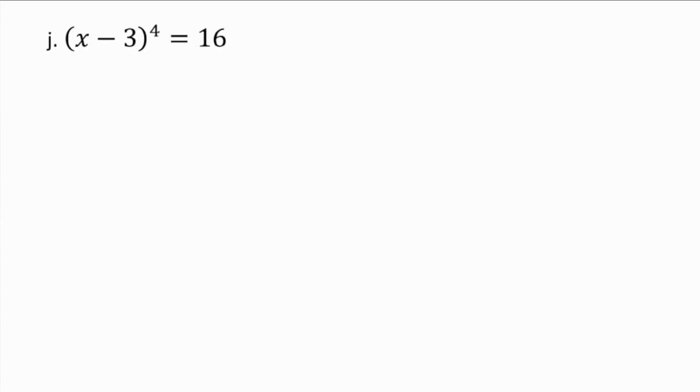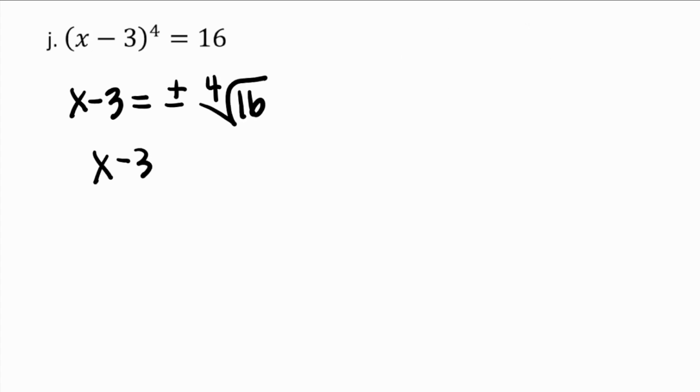Over here, oh yeah, okay, I like this one. We're going to need to take the fourth root of both sides of this equation, so that is going to incur a plus or minus. So I'll have x minus 3 equals plus or minus the fourth root of 16. That's going to be x minus 3 equals plus or minus 2. I can just solve for this. Wait, not negative 3, I'm adding 3 to both sides.